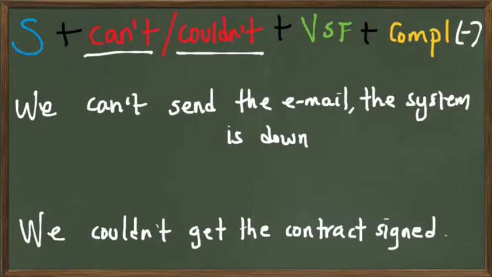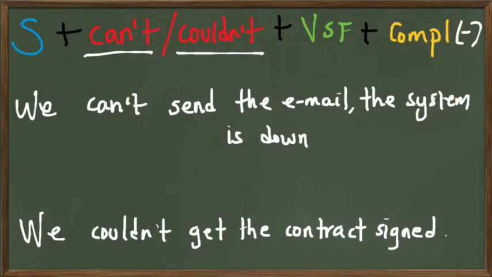Alright, let's move on. So going back to the negative, so we say we can't send the email, the system is down. This means that there's something that is not possible. And in the other, we couldn't get the contract signed, also expresses that something was not possible at the moment.